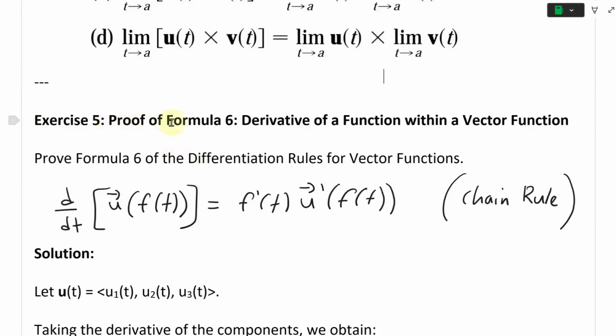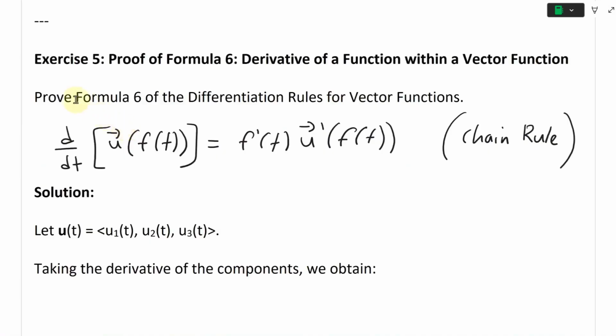Exercise 5, and that's proof of formula 6, which is the derivative of a function within a vector function. Basically a derivative of a function within a vector function. Or better worded, actually, would be a vector function with a function inside, but this is close enough. So we're asked to prove formula 6 of the differentiation rules for vector functions.